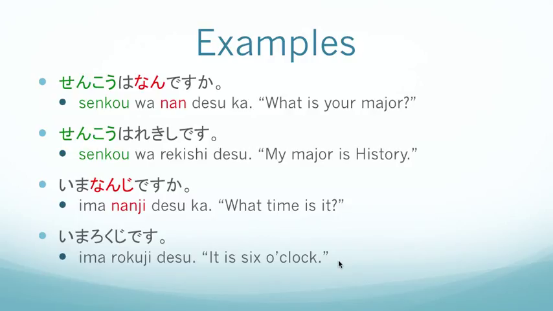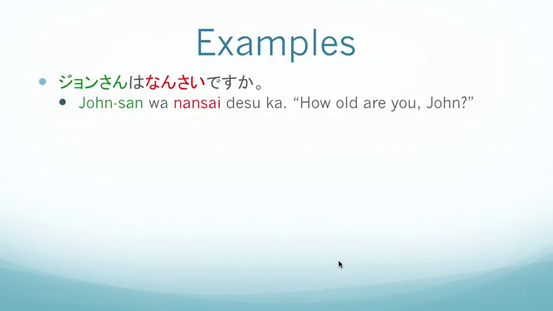Let's see some more examples. ジョンさんは何歳ですか? So basically we're talking to John-san, and we're asking, how old are you? 何歳. Nan followed by sai means how old. So, ジョンさんは何歳ですか? How old are you, John?